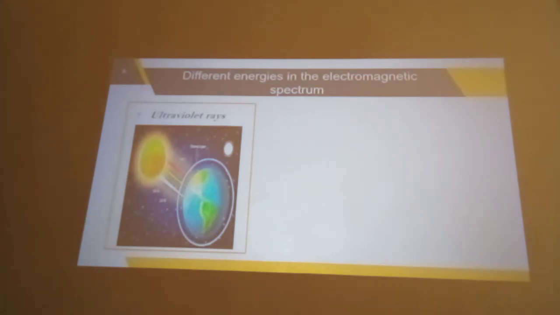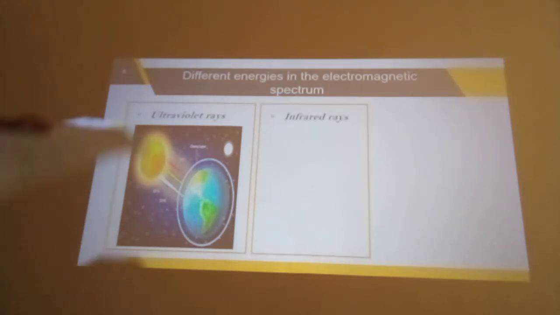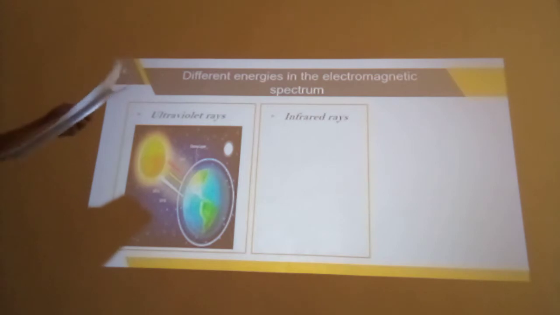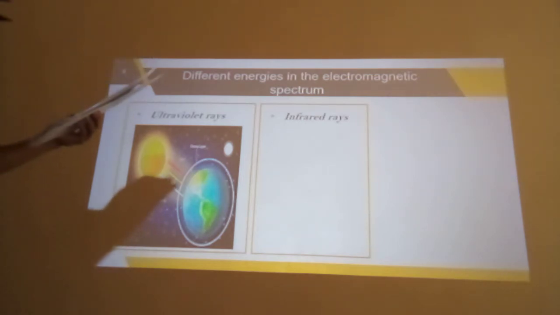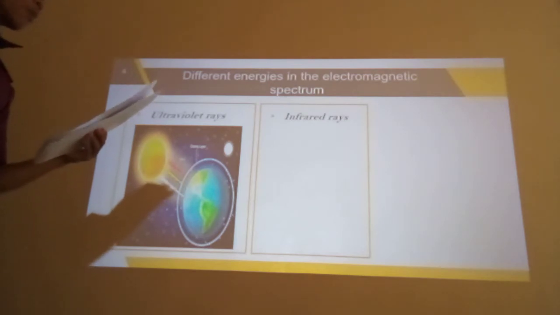Another of the different energies in this electromagnetic spectrum is infrared rays. Infrared rays are electromagnetic radiation with wavelengths longer than those of visible light.